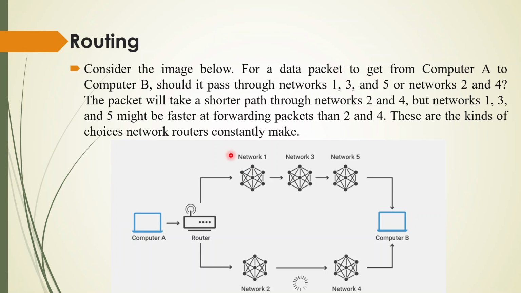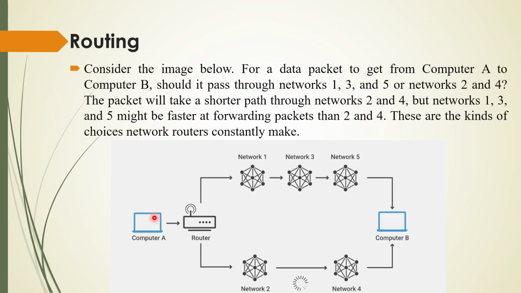So consider the image below. For a data packet to get from computer A to computer B, should it pass through networks 1, 3 and 5, or through networks 2 and 4? The packet may take a shorter path through networks 2 and 4, but networks 1, 3 and 5 might be faster at forwarding packets than 2 and 4. These are the kinds of choices network routers constantly make.